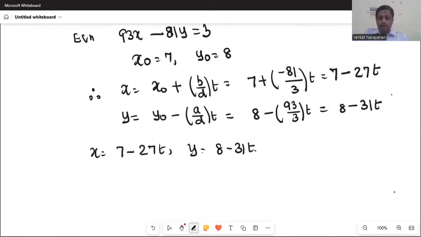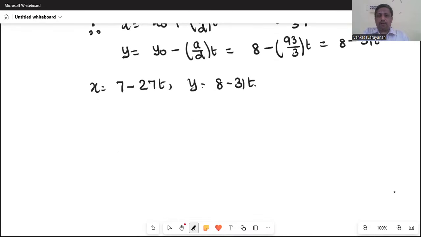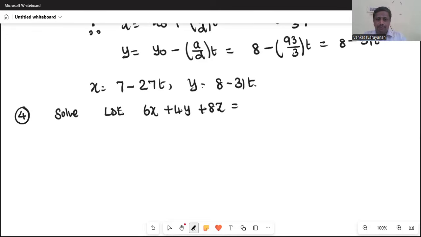Now, as of now, we discussed the equation which contains two variables. Suppose the equation contains three variables, how will you solve that? That's a step. So first step, we can reduce, for example, and we can consider another problem. 4, solve the LDE 6x plus 4y plus 8z equal to 10. It's a standard question.